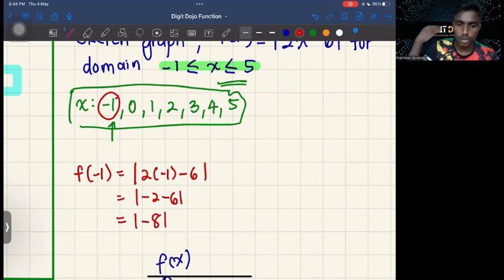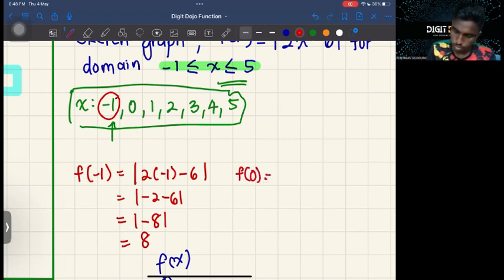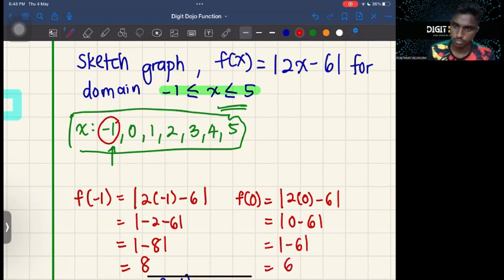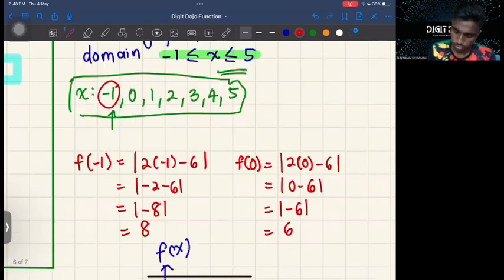And according to what we have learned just now, every number inside the modulus will be a positive number, positive 8. And second, f(0), modulus of 2x minus 6. The x place we substitute with 0, so 0 minus 6, which is negative 6. And your final answer is 6. You have to make it positive.